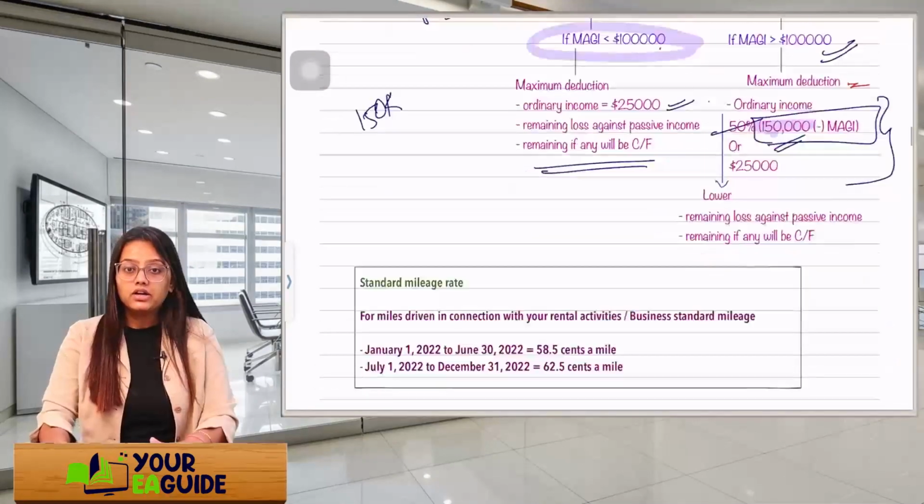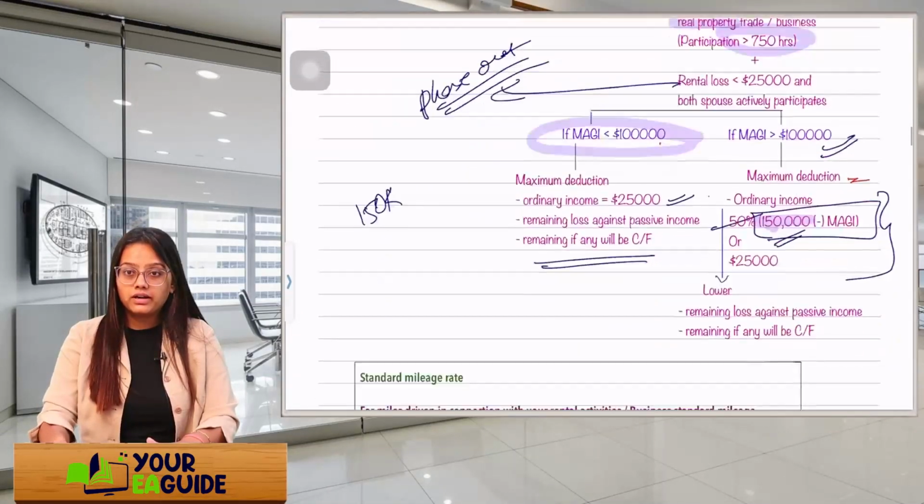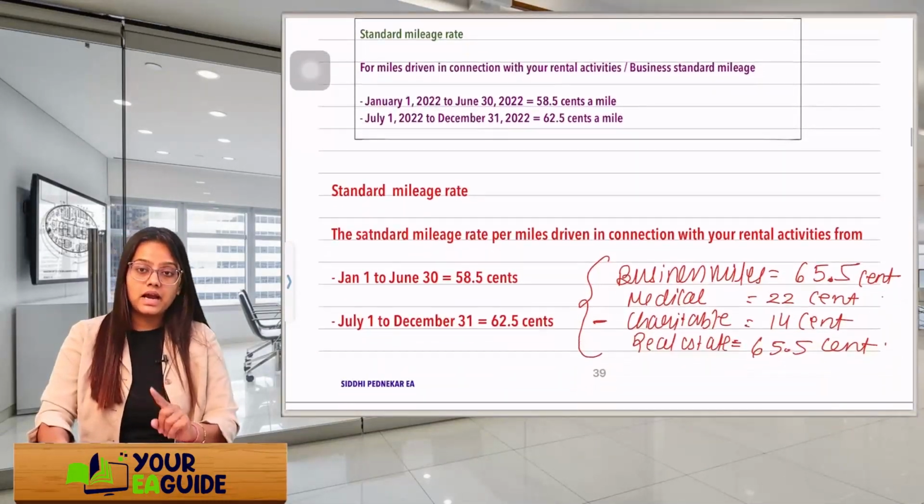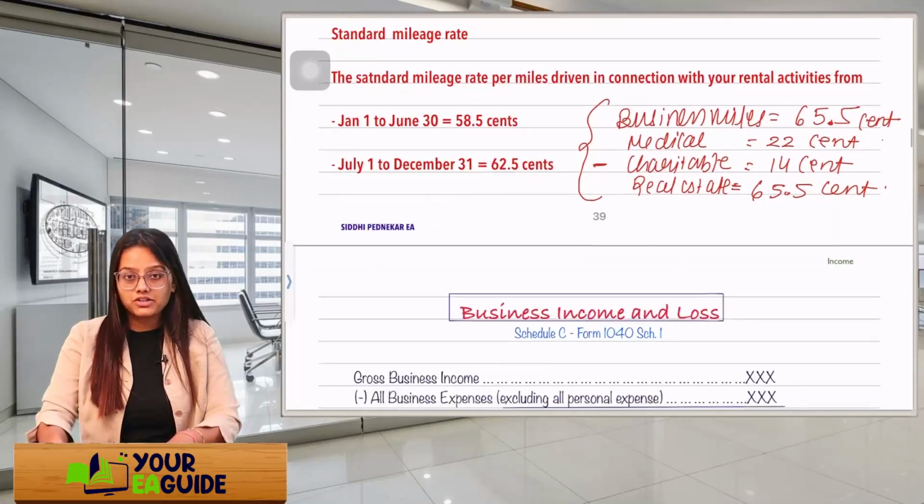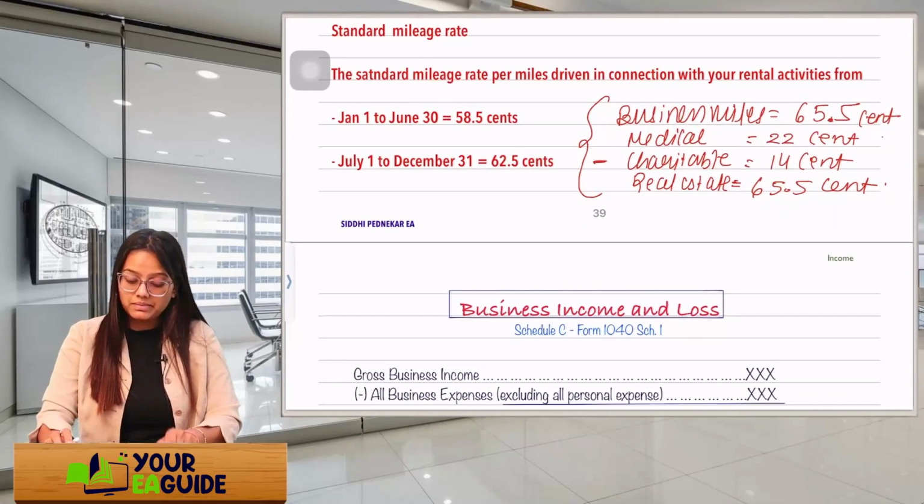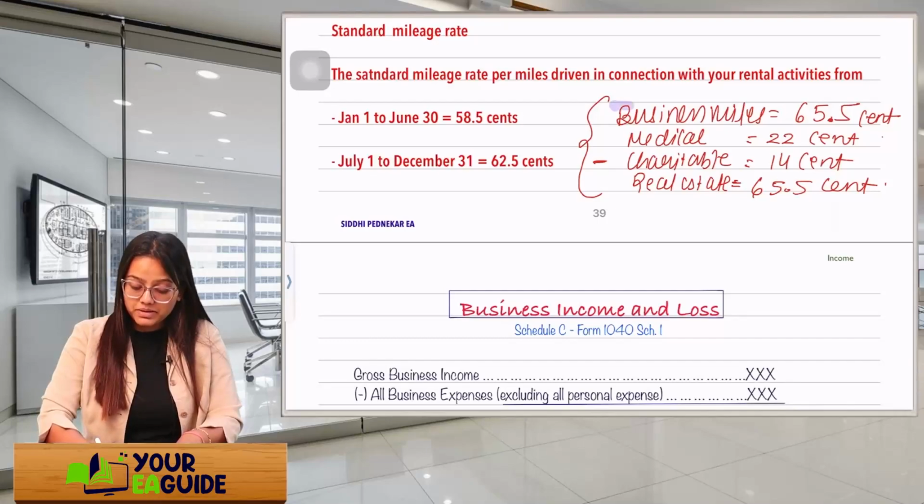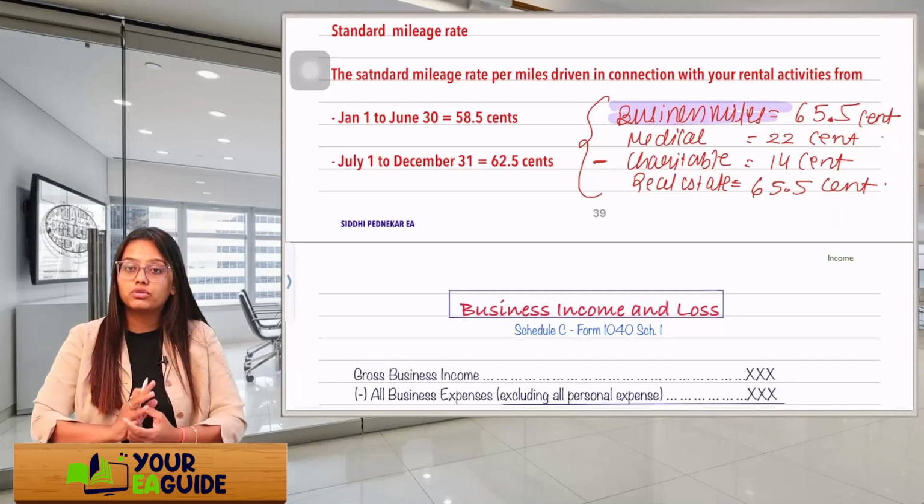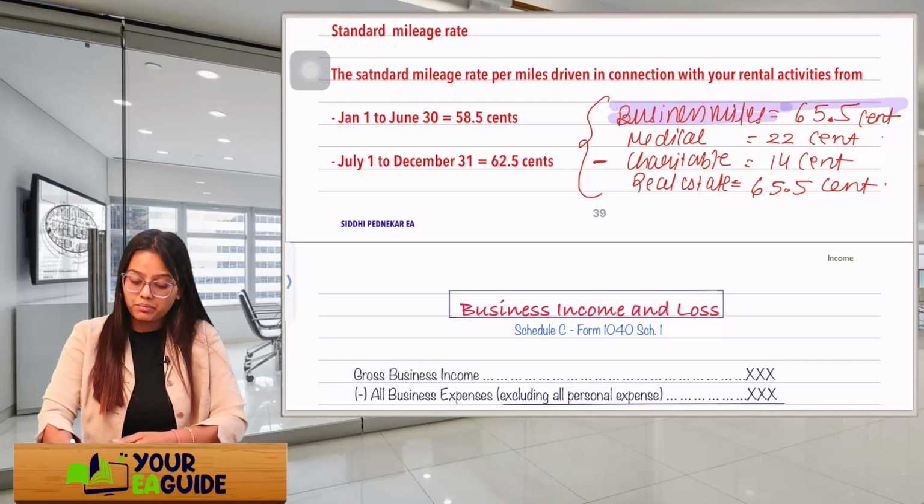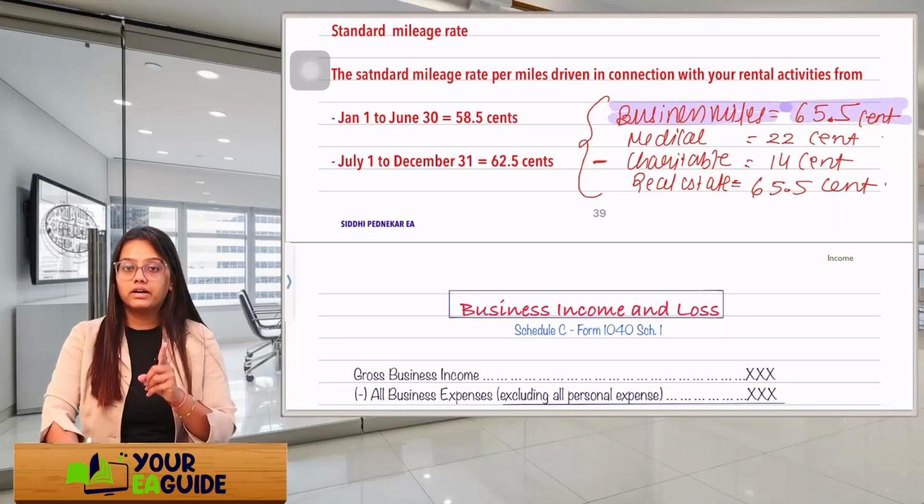Okay, clear? So this one is for the rental activity loss. And next, standard mileage. In recent exams, standard mileage rates were asked, so please make these small changes. For business mileage, if you are going to use a Schedule C, the mileage rate has changed to 65.5 cents. Only a single rate has been there.